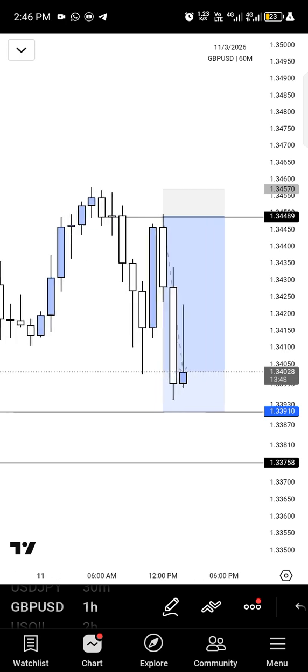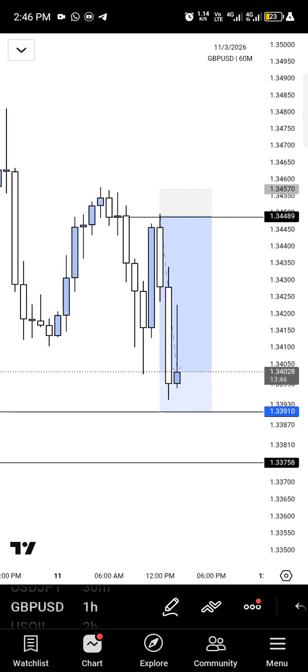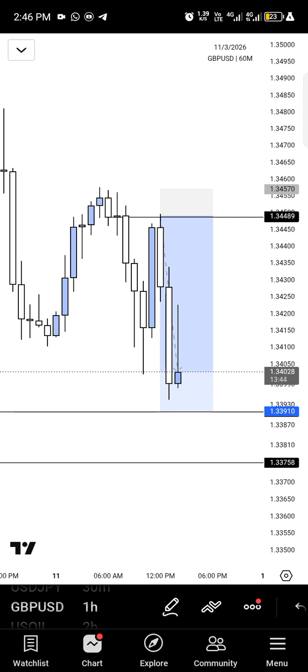So this was how the trade went. If you're familiar with how we trade, this is basically a template of how we do it.